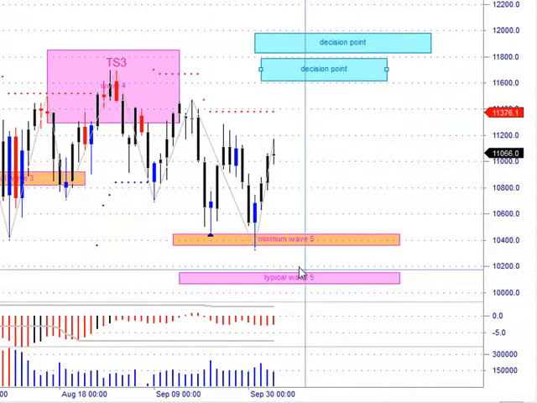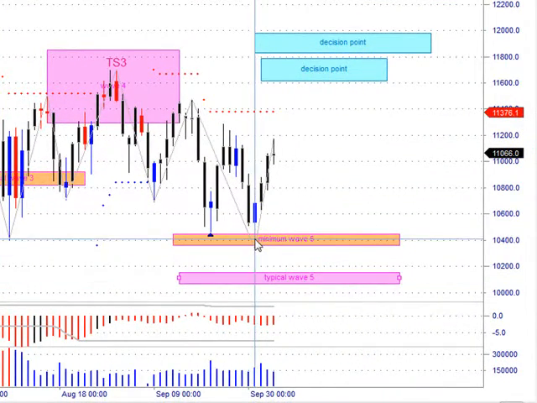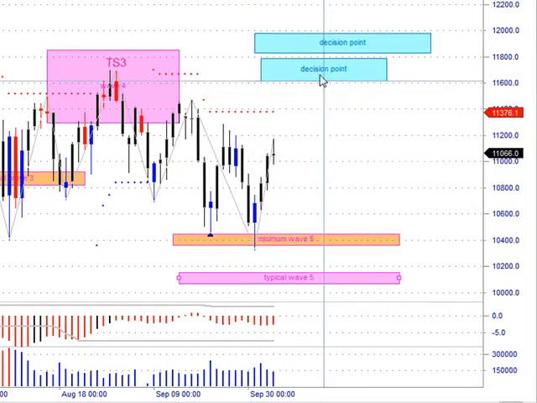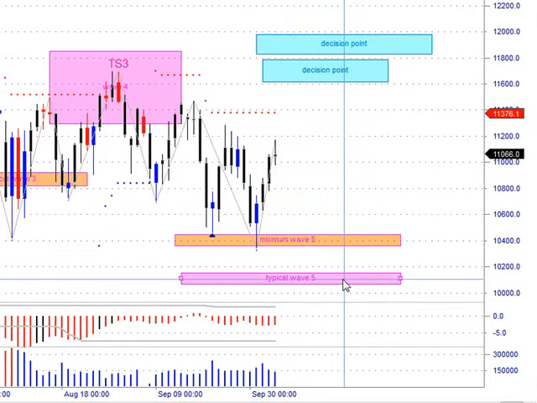Now we still have the typical wave 5 support area, so we came into minimum wave 5 and bounced. If we don't get up into these areas and they roll over again, we may look for that typical wave 5 support area down around 10,150.